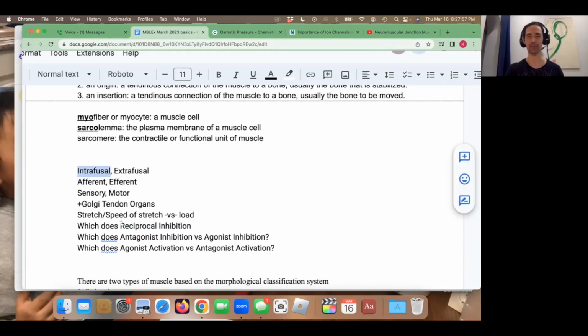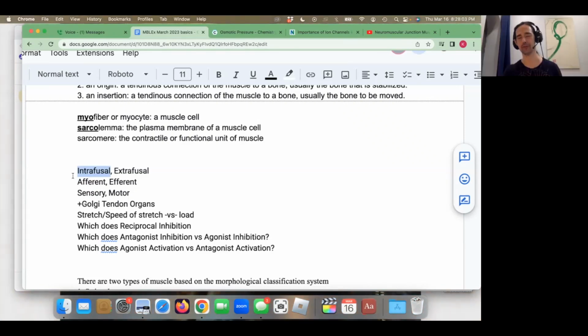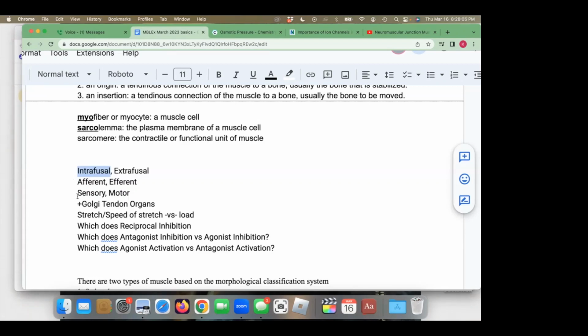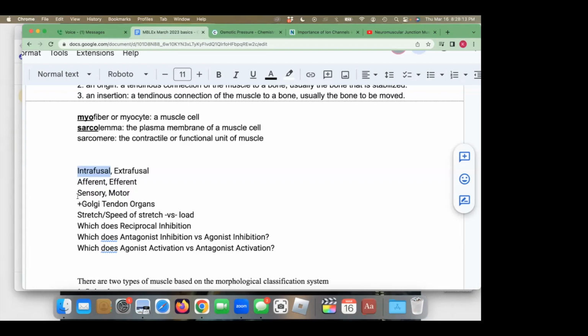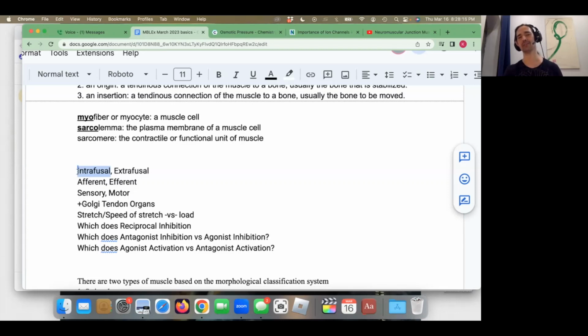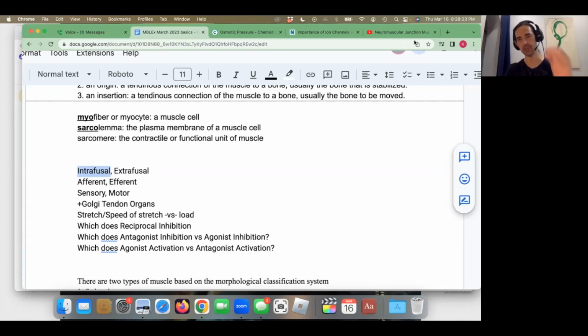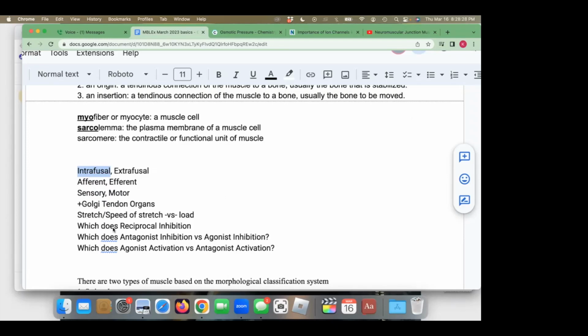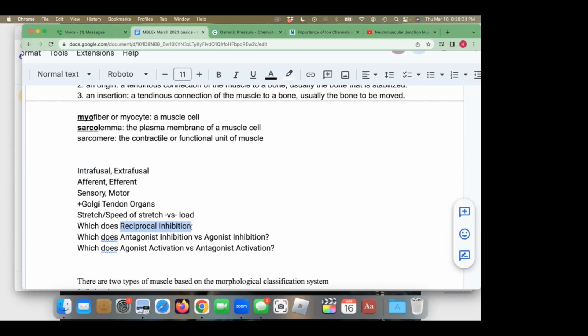Reciprocal inhibition comes from the intrafusal fibers, which detect stretch or the speed of stretch. Stretch or the speed of stretch is detected by the intrafusal fibers. It results in reciprocal inhibition.